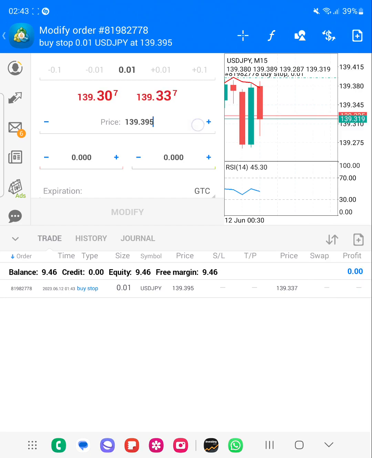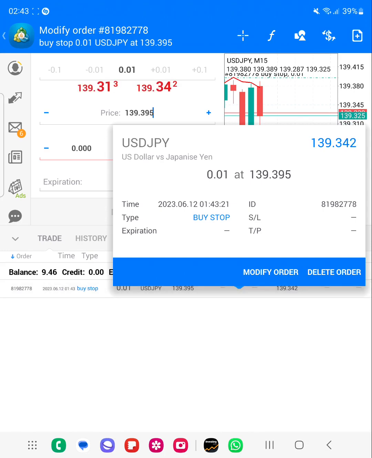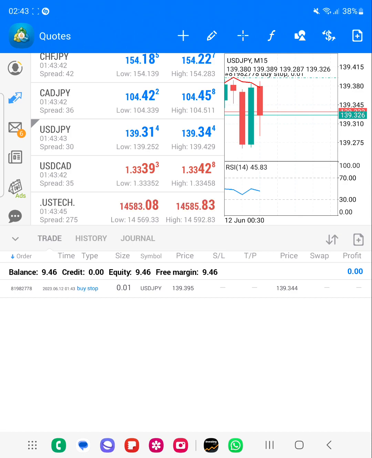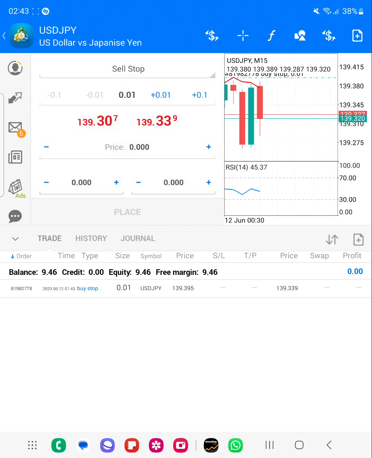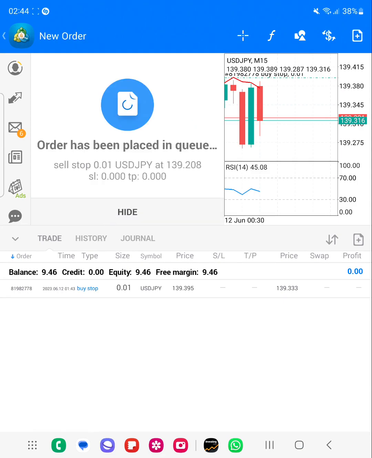Here's the JPY. Let me just manually go back in. And then you do your sell stop order. Remember, you need to do everything within a minute. Minus 100 is going to be 208.